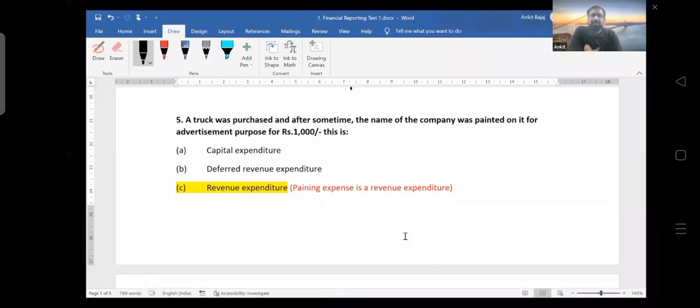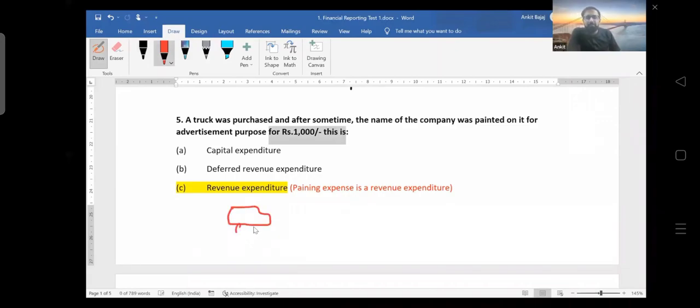A truck was purchased and after some time, the name of the company was painted for advertisement purpose for rupees 1,000, right? Now, if the company is doing some painting work on the truck for advertisement purpose, according to you, which cost should be capitalized?